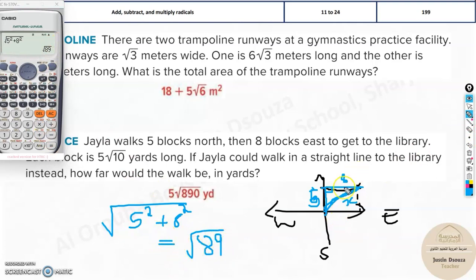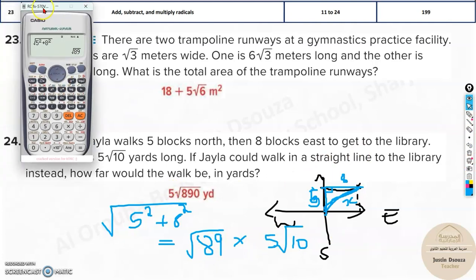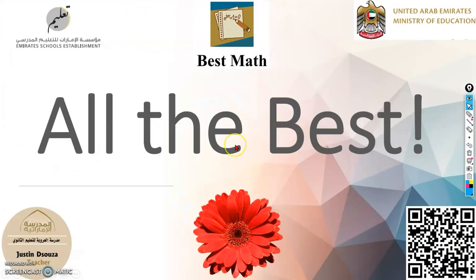But is this over? Yes, this is the shortest distance. But they have told one important thing. Each block over here is 5 root 10. So this is the dimension, but each block, that 5, the unit is this. So all you need to do is multiply this by 5 root 10. Multiply 10 into 89, it will be 890. So this will be multiply 89 into 5 root 10, and that is your final answer. But you need to write in steps. That's the only thing. A simple diagram and writing this would give you full marks. So this is how you would solve this problem. And that is basically the last problem.